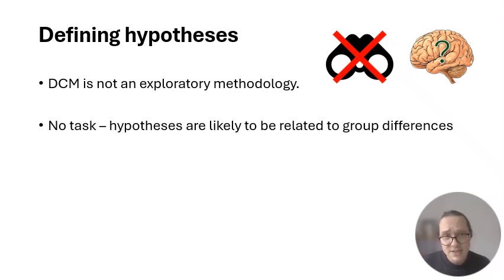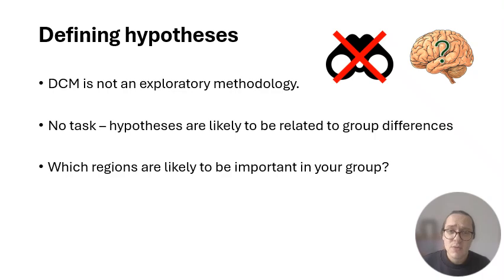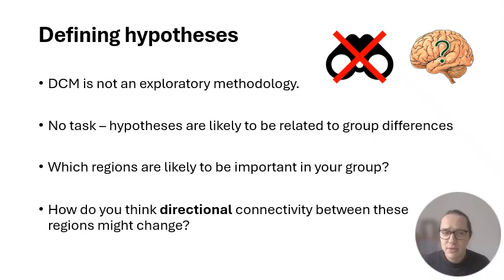So how do you define your hypothesis then? Well, you don't have a task, like I said, so hypotheses are likely to be related to group differences. You're basically going to be thinking about which regions of interest you think are important in your groups. This might be one group who have been given a drug versus a placebo, or differences between a disease group and a control group. And then you'll have some hypotheses about how you think directional effective connectivity between these regions is going to change as a result of being given this drug or being part of this disease group, as opposed to a control group.